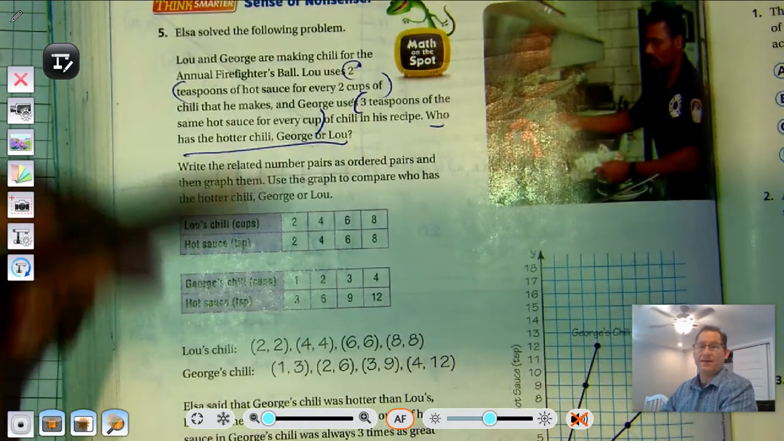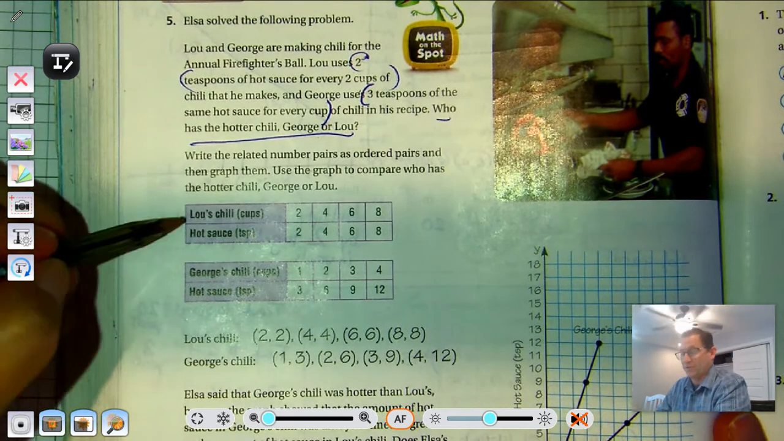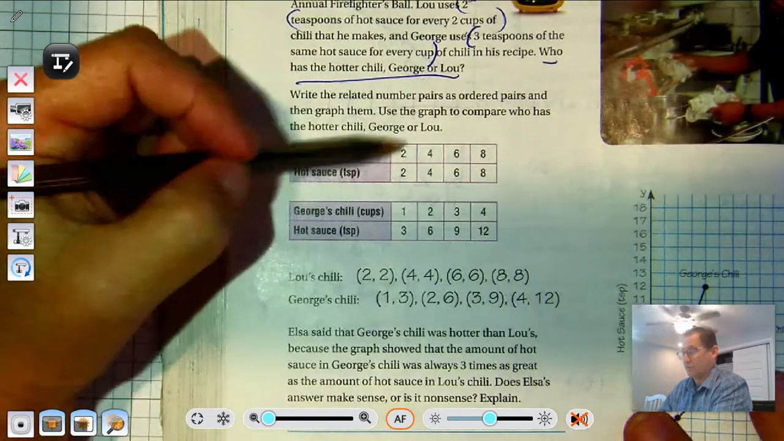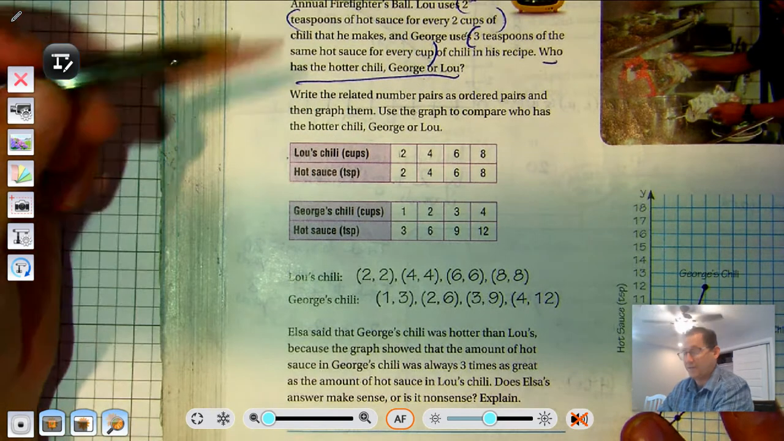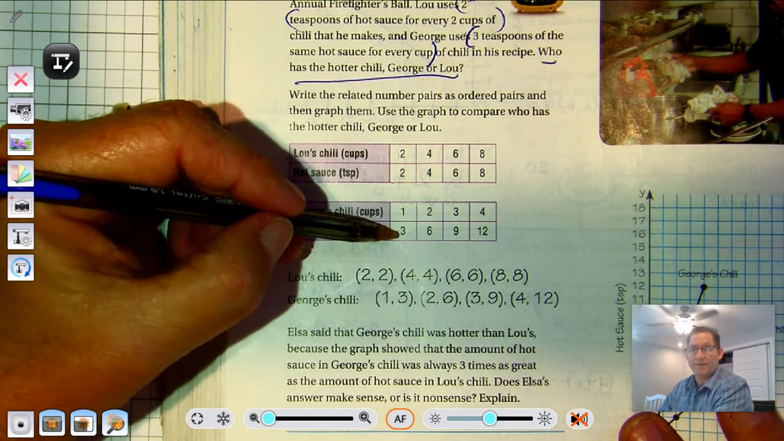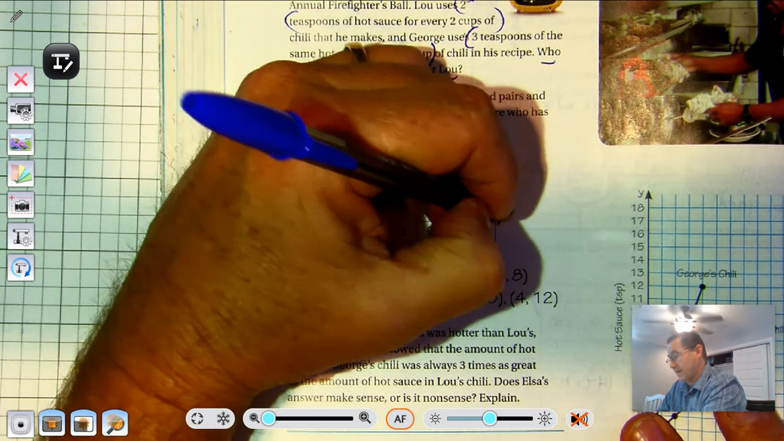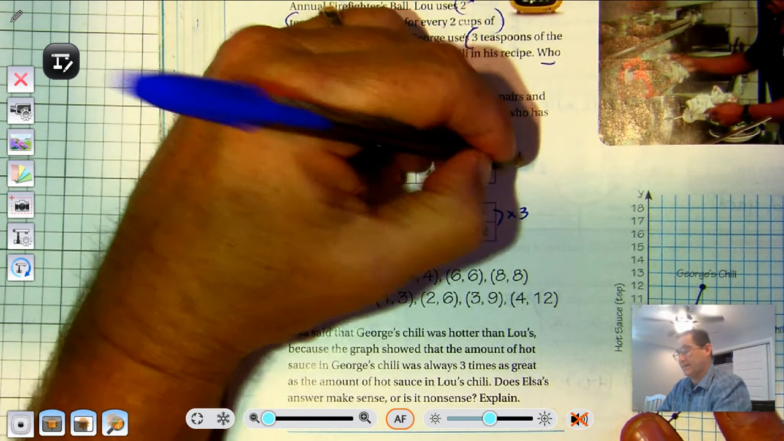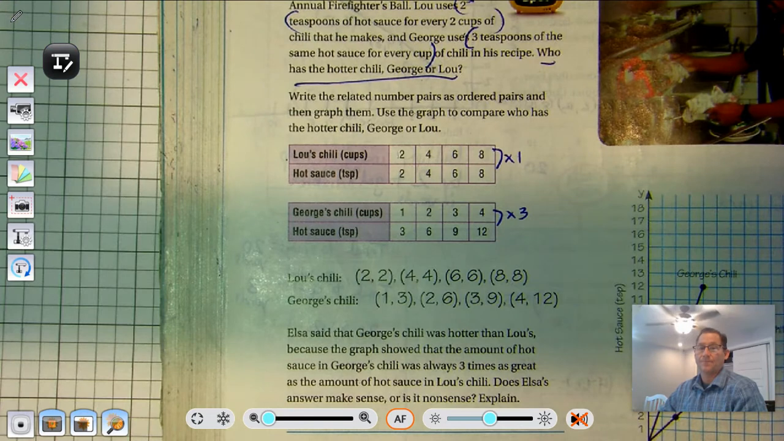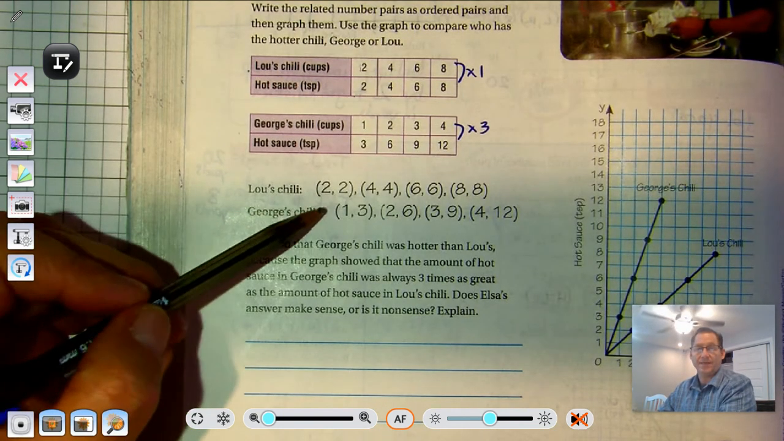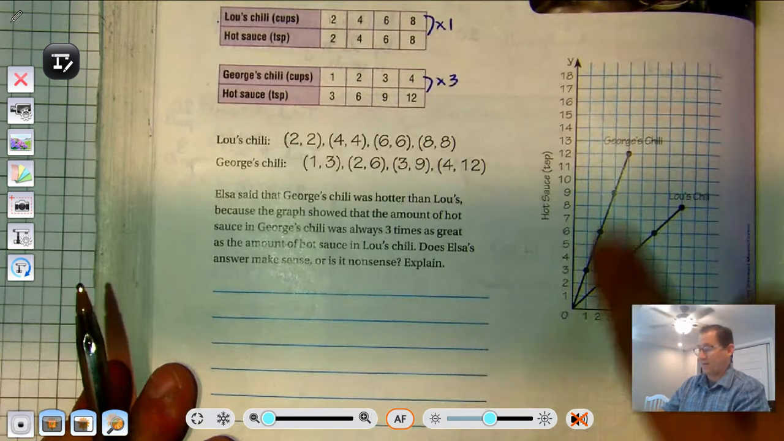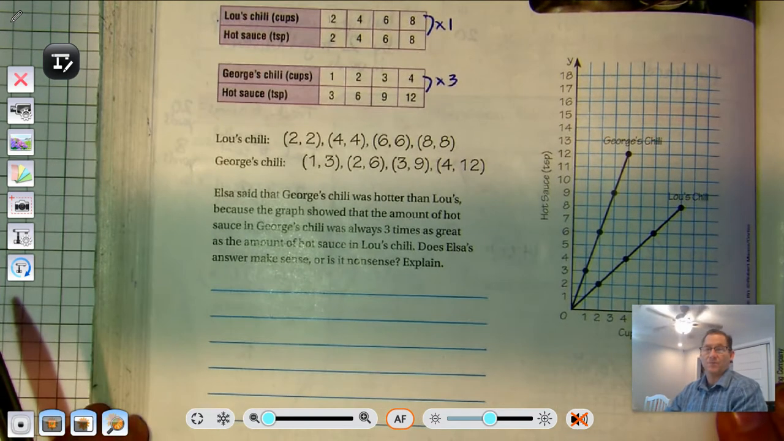Well, it says write the related number pairs as ordered pairs. So this is Lou's table, this is George's. So 2, 2, 4, 4, 6, 6, 8, 8. So in other words, 1-to-1, like we mentioned. And this one's 1-to-3. So times 3 times 1. So the number of teaspoons of hot sauce is 3 times as many as the cups. So these are their ordered pairs. Okay, Lou's chili, George's chili. And then they graph their amounts.